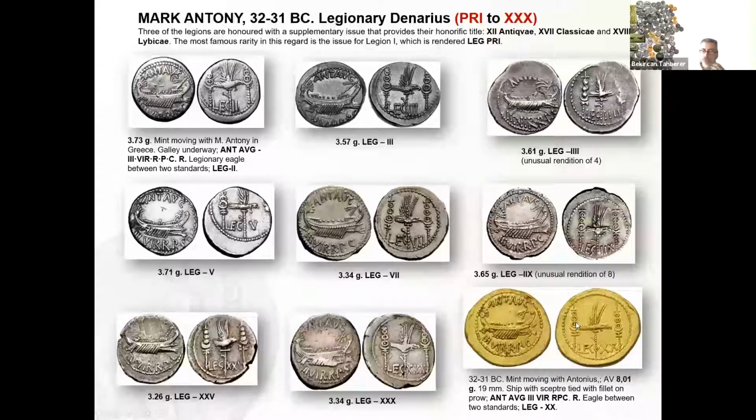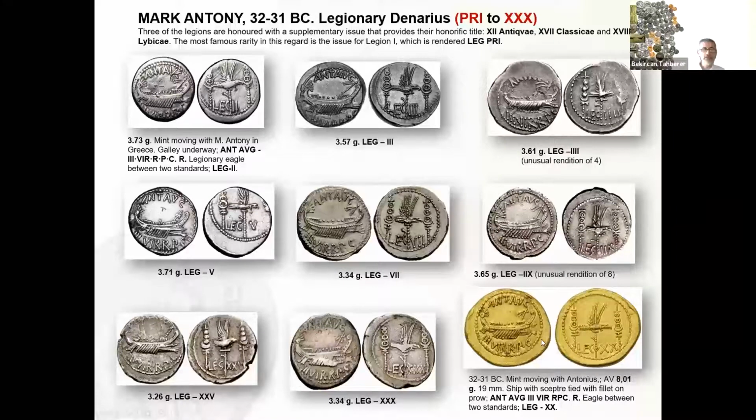Then he had gold issues. These are extremely rare, and I can understand gold being such a precious metal. They must have been picked up by Octavian and smelted and used to strike other coins. But this one also shows 20, the 20th Legion. So it's really interesting. We don't know if he had from 3 to 20 marked coins in gold, but I could see quite a few of them.